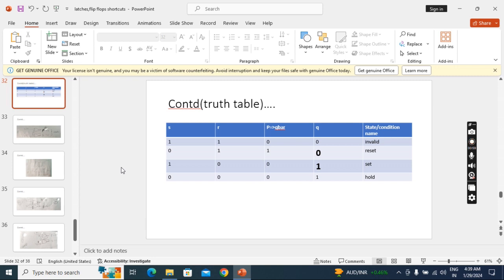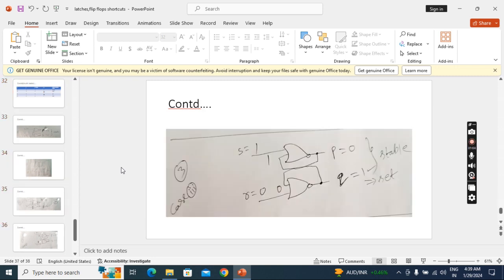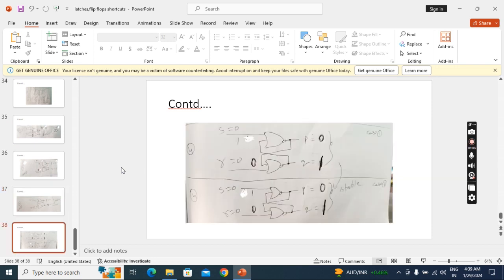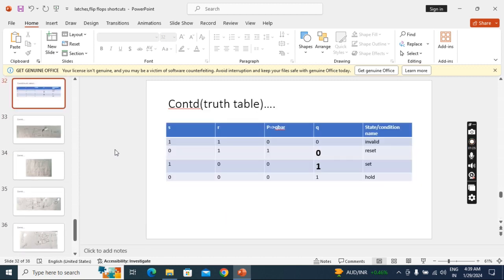Right. Then the last condition. Now I am applying 0 0. When I fed back, I got 0 1. And when I check for stable, I got the same. So this fourth condition output is the same as the third condition. So this is called hold. When I apply 0 0, the circuit becomes hold.